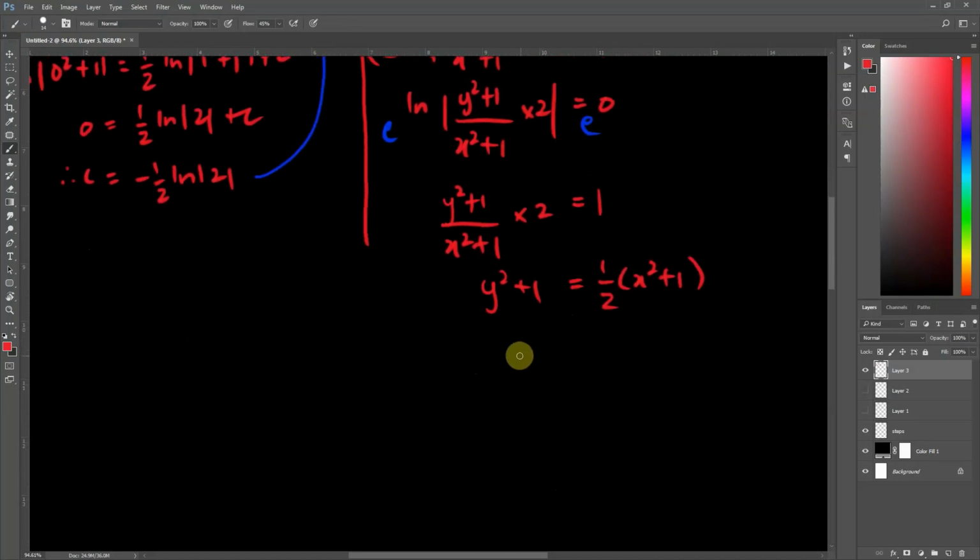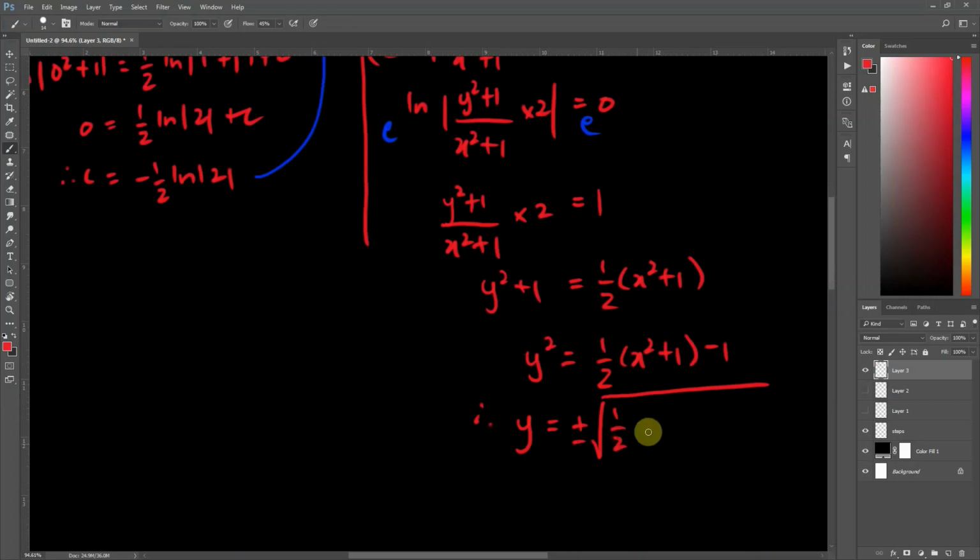A little more. y squared is equal to half of (x squared plus 1) minus 1. Last answer: y is equal to, this is a power, so it's going to be a square root, the square root of half of (x squared plus 1) minus 1. So that is your answer, your particular solution. So, done.